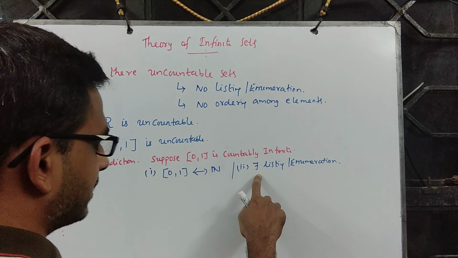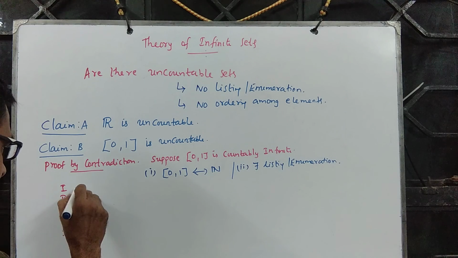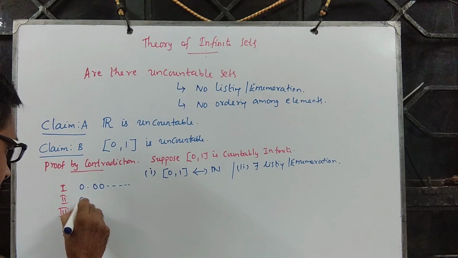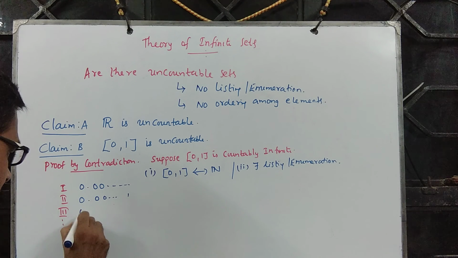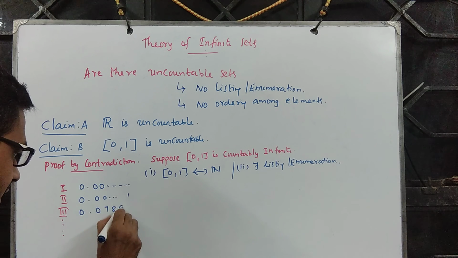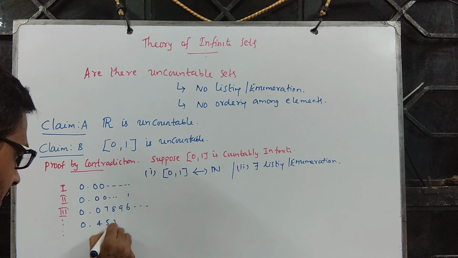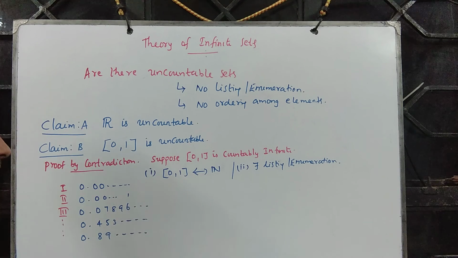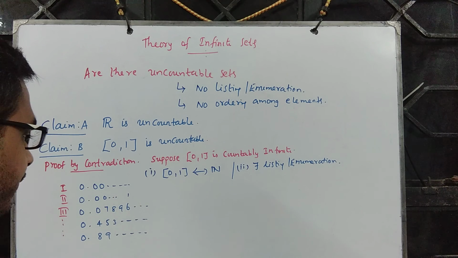Because it is countably infinite as per our assumption, let me list the elements like this. Let the first element be 0 point, say 0, 0, 0, 0 something. Then 0 point something like 0, 0, maybe 1 somewhere. Then like this we proceed. So we may get something like 0.7, 8, 9, 6, then 0.4, 5, 3, then 0.89 and so on. So we will be able to list elements like this.